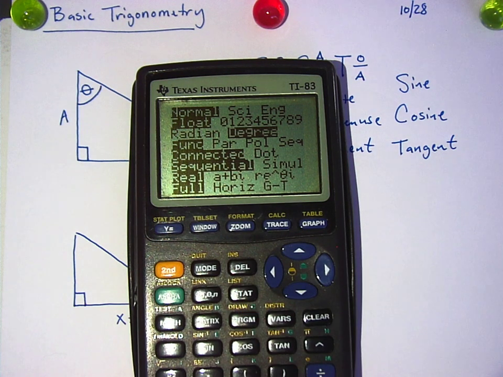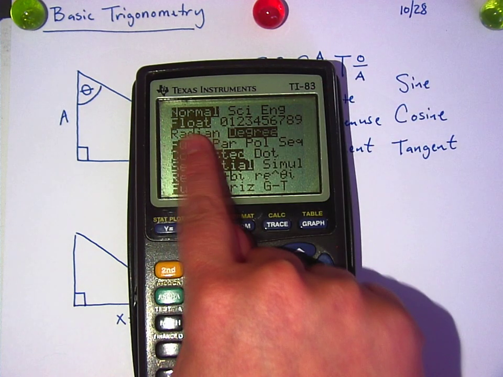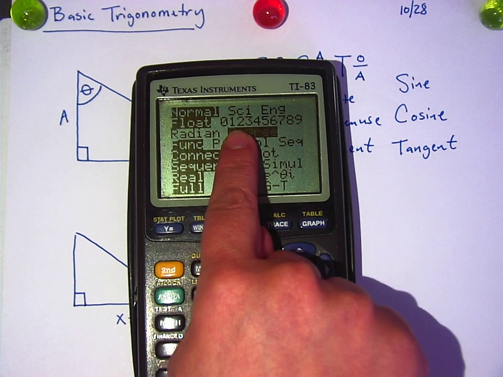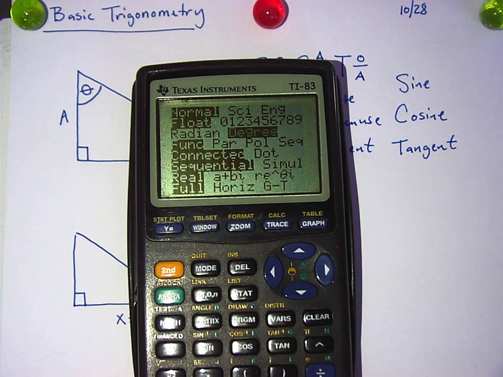So normal, that's just how you write an equation. Scientific terms would be like 1.2 e to the 10 or something, where instead of writing out 100, it'd tell you what power it would be to. Engineering, I don't know about that one. The floating decimal just says that you can make it always round to the second decimal or always a third decimal or something. Floating means that it changes depending on the problem.